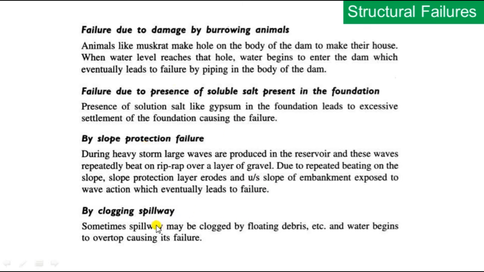By clogging the spillway: sometimes the spillway may be clogged by floating debris like large trees, roots, and other materials carried with the flood and blocked there. So water cannot easily pass, the water level increases, and the dam is overtopped.